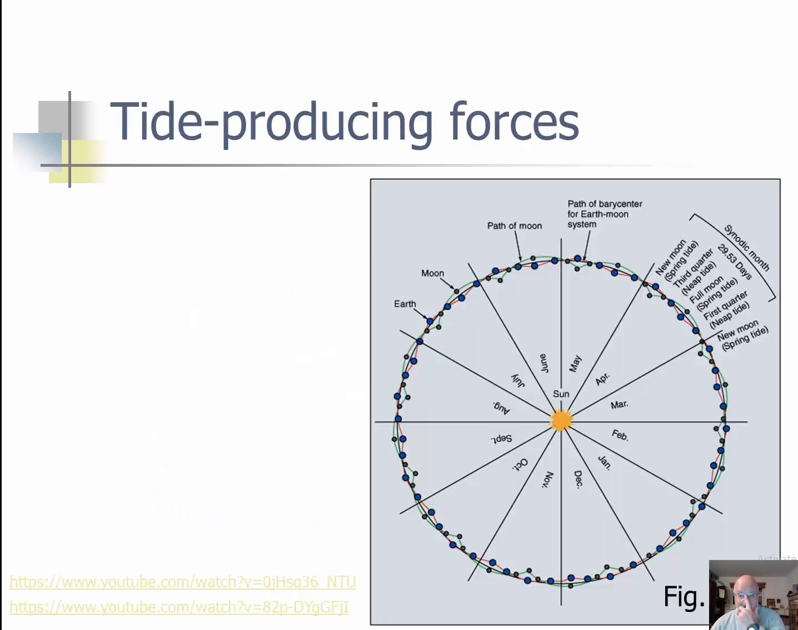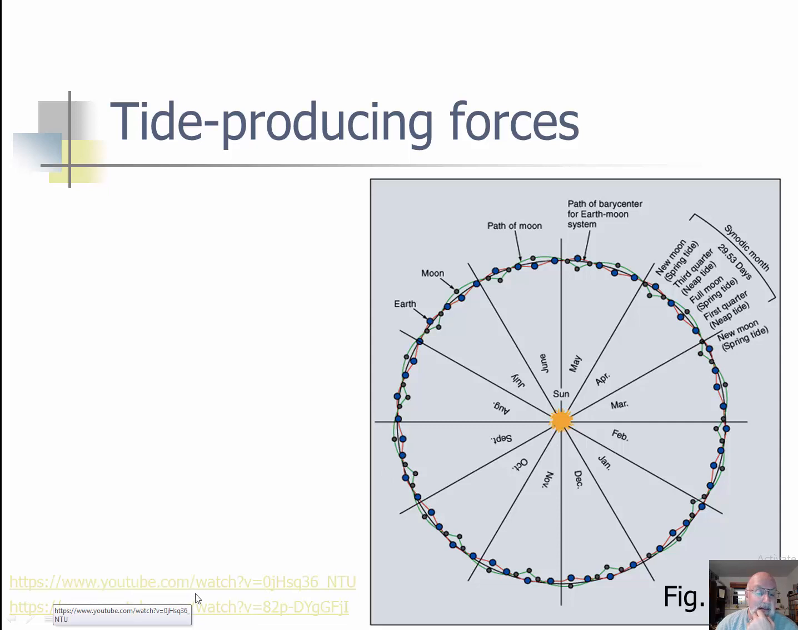Tide producing forces. Okay, we actually have the sun. We have the earth moving around in a counterclockwise direction. We have the moon going around the earth in a counterclockwise direction, sort of going around this way. So there it goes, and then it comes back down, and then it goes back over and comes back down.